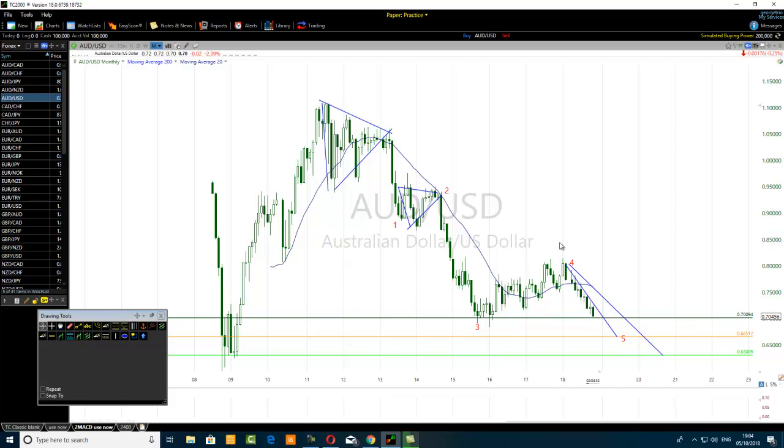1, 2, 3, 4. There's one more move down. It can stop at 0.709 or continue to 0.6651, even to 0.6300. I doubt that it will come all the way here, but that's where it's headed right now.